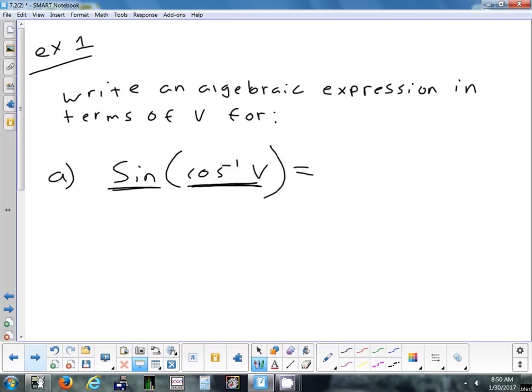All right, so here's our first example. It says, write an algebraic expression in terms of v.